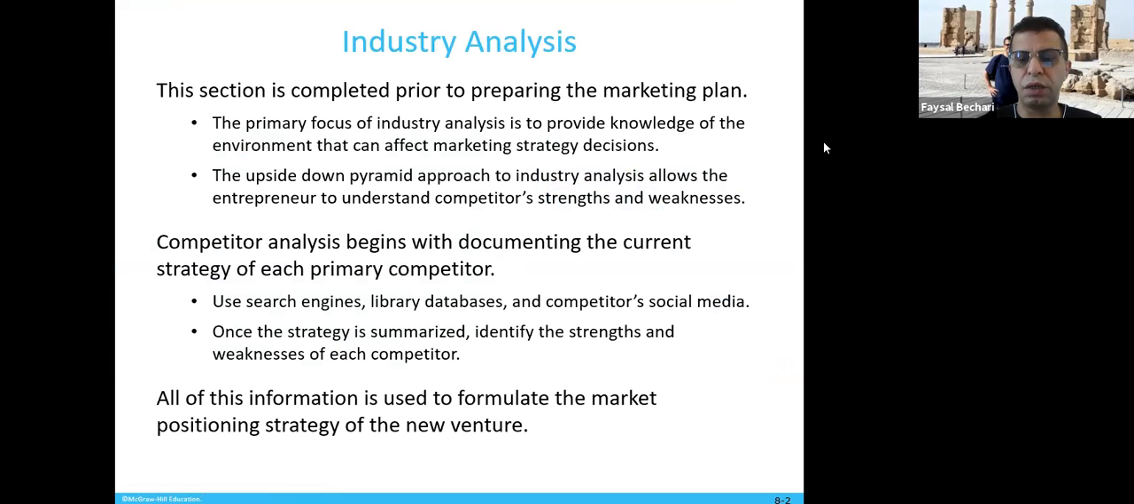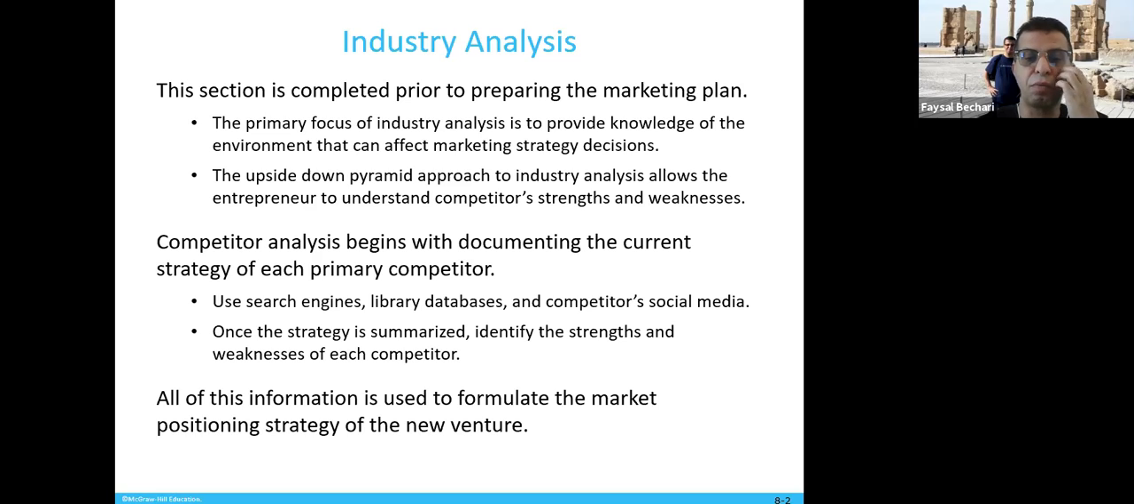So the industry analysis section is a completed period to preparing the marketing plan. The primary focus of the industry analysis is to provide knowledge of the environment that can affect the market strategy. So the first thing we do in doing a business plan and a marketing plan is a market analysis or marketing strategy analysis.